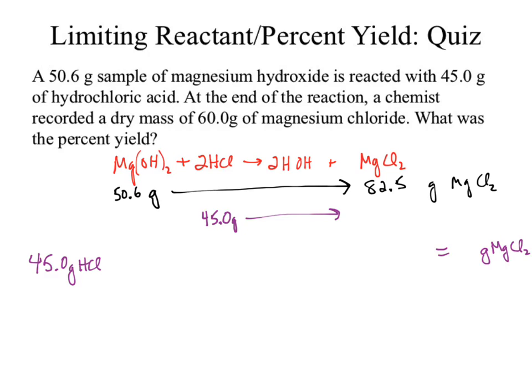So while I'm fleshing in the percent yield stuff that we're going to do later, what I want you to go ahead and do is that conversion in purple. Set that up. Okay. Get me the conversion to go from 45 grams of hydrochloric acid into grams of magnesium chloride.